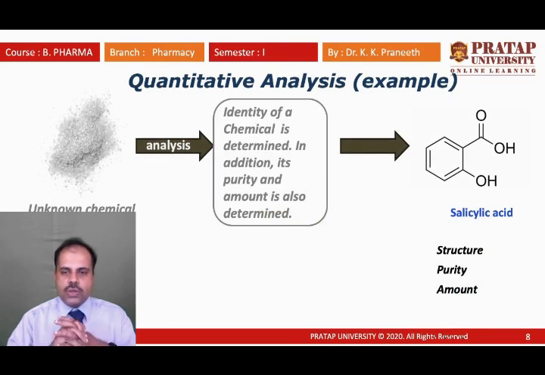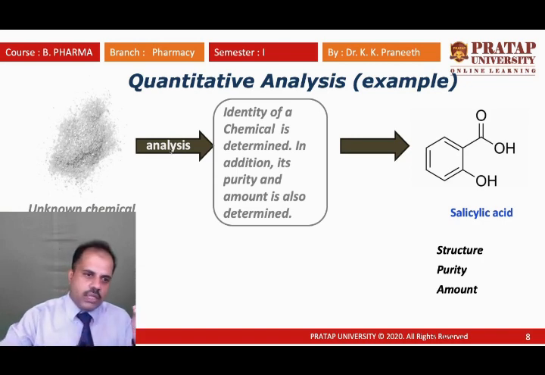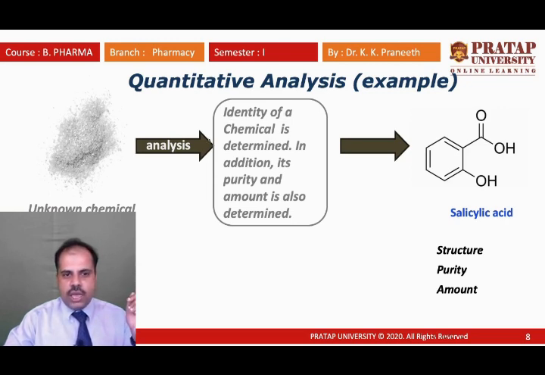Here, this is an example. I have taken this unknown chemical. I don't know what this chemical is, so I have written that it's an unknown chemical. When I analyze this chemical, this drug for example, I crush it and make it a powder first, and then I analyze it and the identity of the chemical is determined. So I know now what this chemical is.